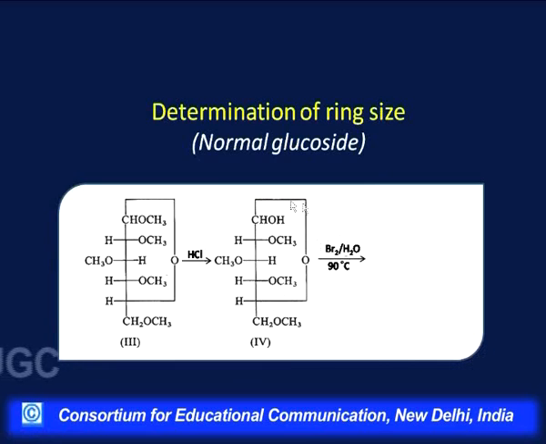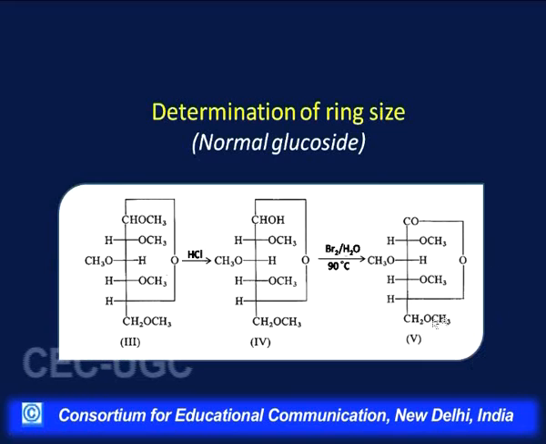Now, what will happen? This ring will open up, this will become CHO, that is aldehyde, and then aldehyde will be oxidized by bromine water into carboxylic acid, and this carboxylic acid again forms a cyclic ester with this hydroxyl when heated to 90 degrees, and these cyclic esters are called lactones. So, this is the lactone that we get. It is now C double bond O and then the other part of the chain attached here.